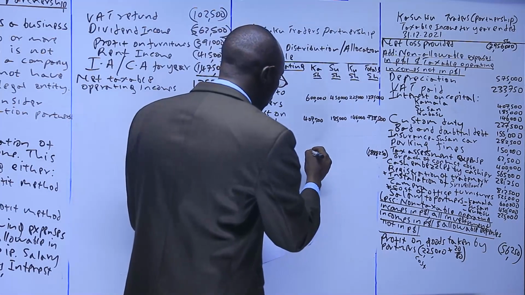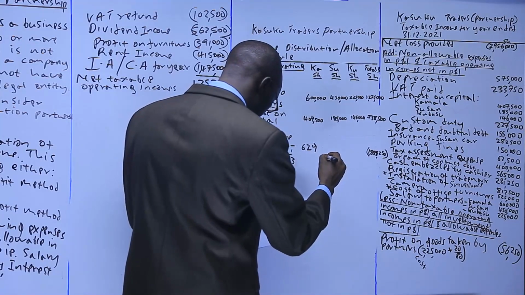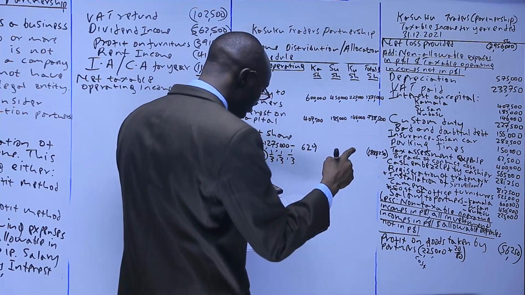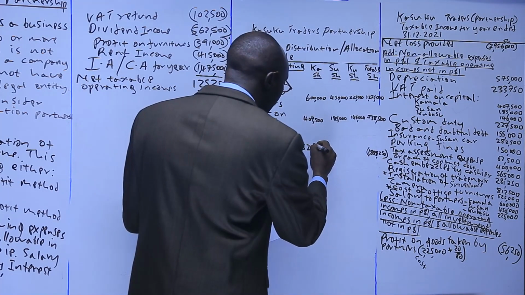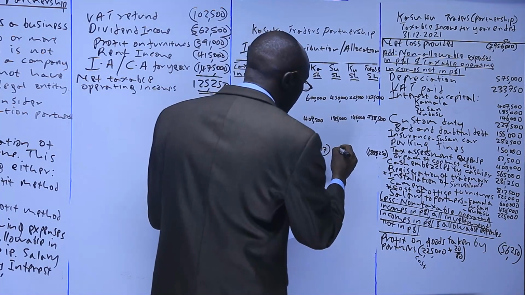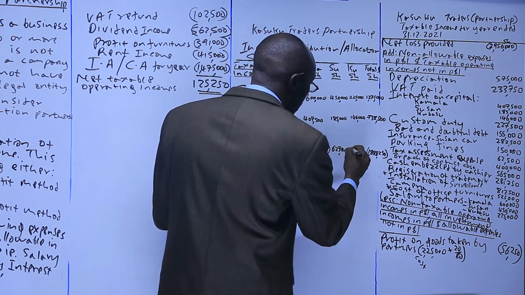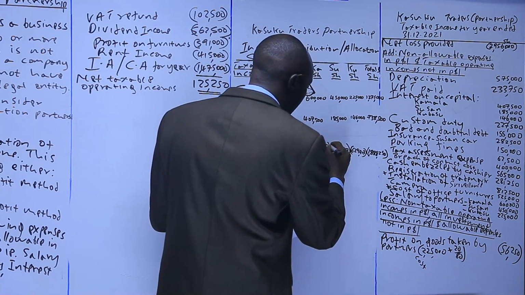Each to get 254,500. I want to round off, because it's 254,500.33. Same case here, because it's for each, and the other one is the same. All they are, remember, are negative.